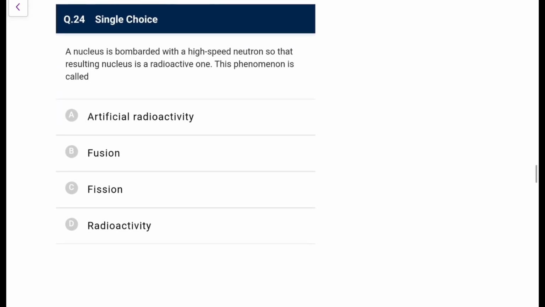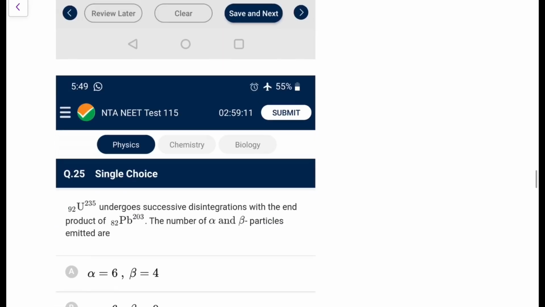A nucleus is bombarded with a high speed neutron so that the resulting nucleus is a radioactive one. This phenomenon is called, basically this happens in uranium, so you can call it fission. You can also call it artificial radioactivity, I don't know, but fission could be a possible answer as compared to the uranium one.